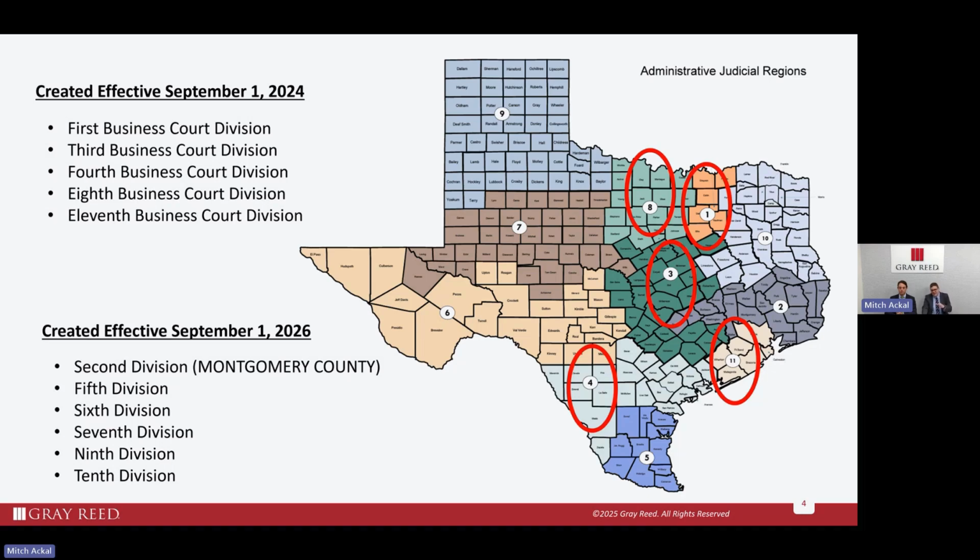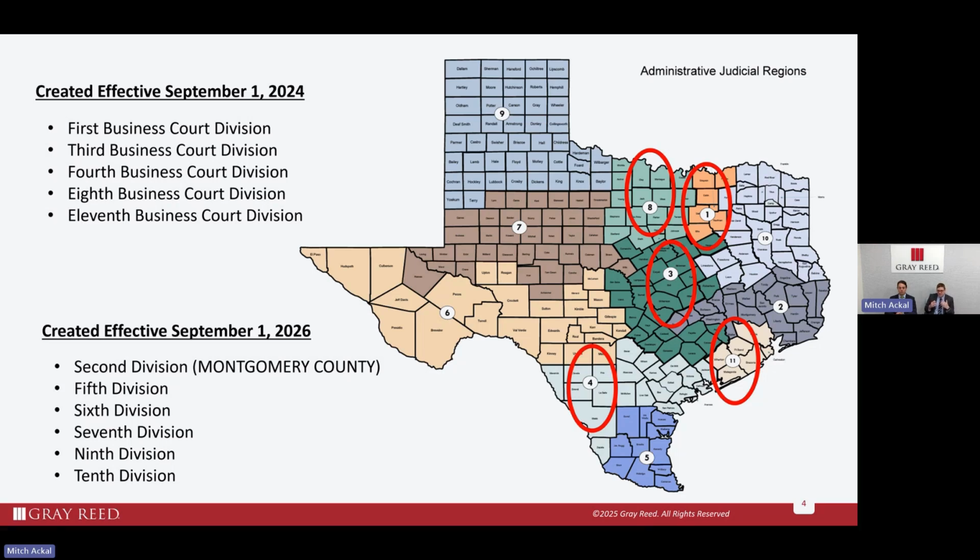Now, we've called out Montgomery County there. That's an example we're going to use a couple of times throughout the day today, just because it borders Harris County, where we're located here in Houston, because it's easy to get sidetracked or confused, because there's no operating division currently in Montgomery County.